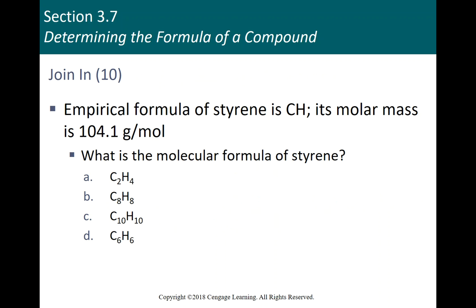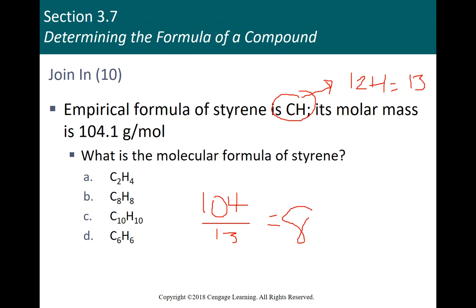And then this last one, you'll often see these on the test where it'll give you an empirical formula. And then it gives you a molar mass. So basically what I'm going to do is I'm going to take the molar mass, basically 104. The mass of this is 12 plus 1, or 13. So if I take 104 and I divide it by 13, I get 8. And so that means this is the correct molecular formula.